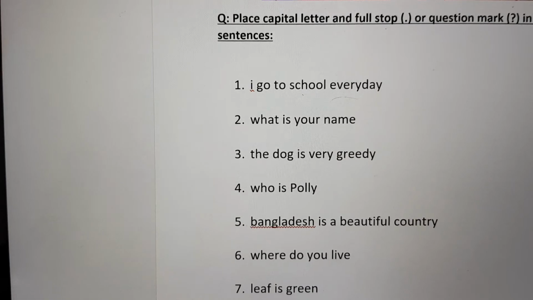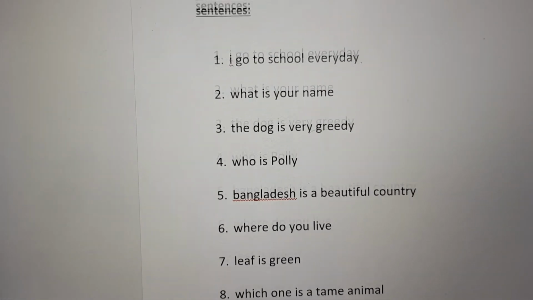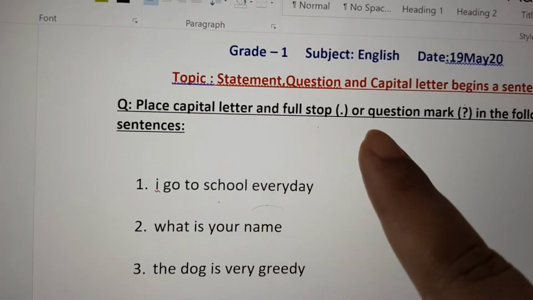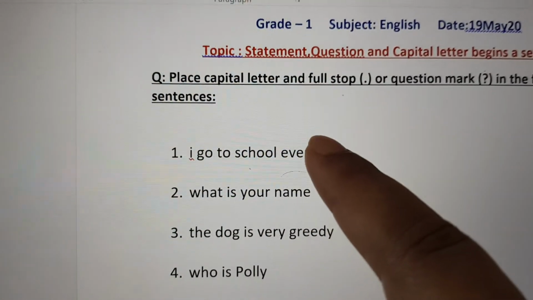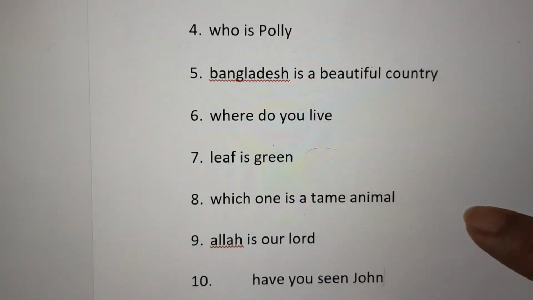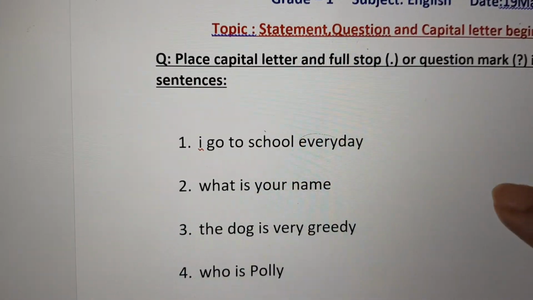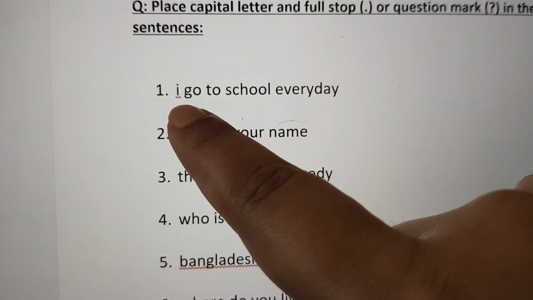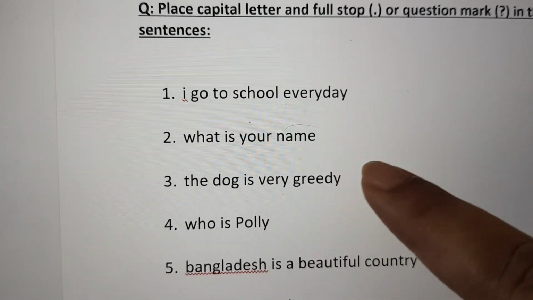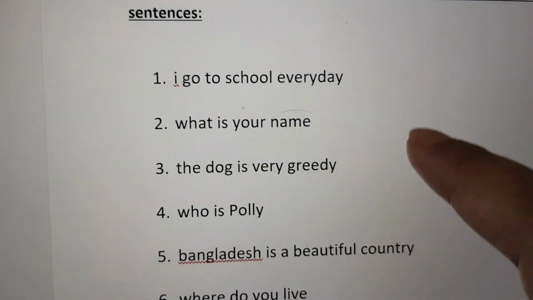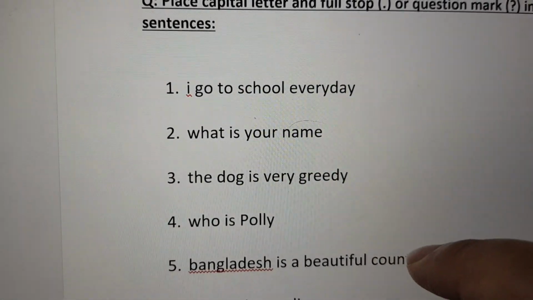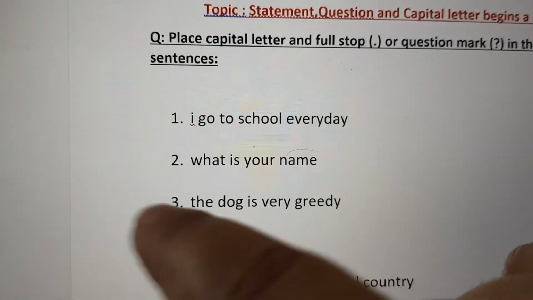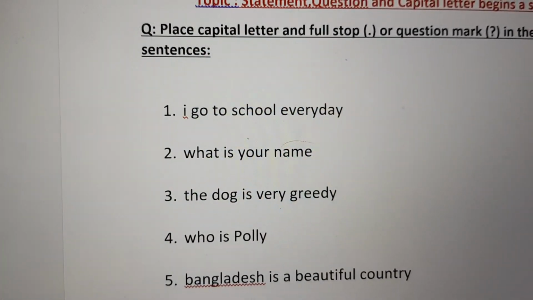So there are many sentences like this. There are questions. Okay, so there are mistakes in these sentences. You have to correct this. Place capital letters and full stops or question marks in the following sentences. So you have to rewrite, there are 10 sentences where there are mistakes. You have to rewrite the sentences and write the correct sentence. You have to begin the sentence with a capital letter, and at the end you have to put a full stop in a statement and a question mark in case of a question. Okay, do it in your school English copy. You don't need to write the wrong sentence. It is okay. You just give number 1 and write the correct sentence. That will be enough for me.